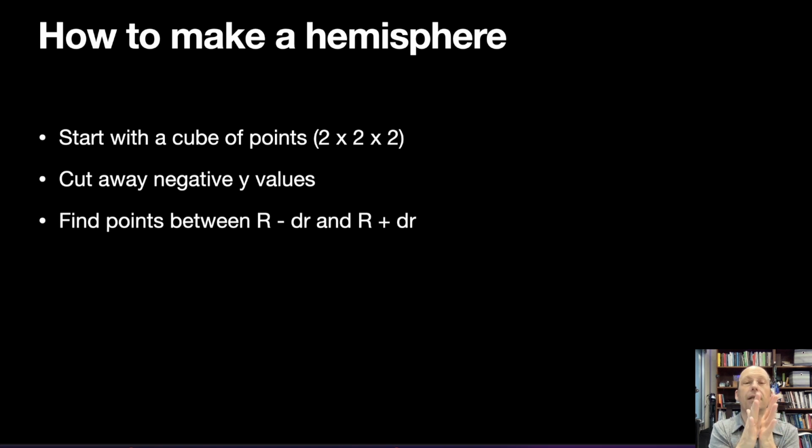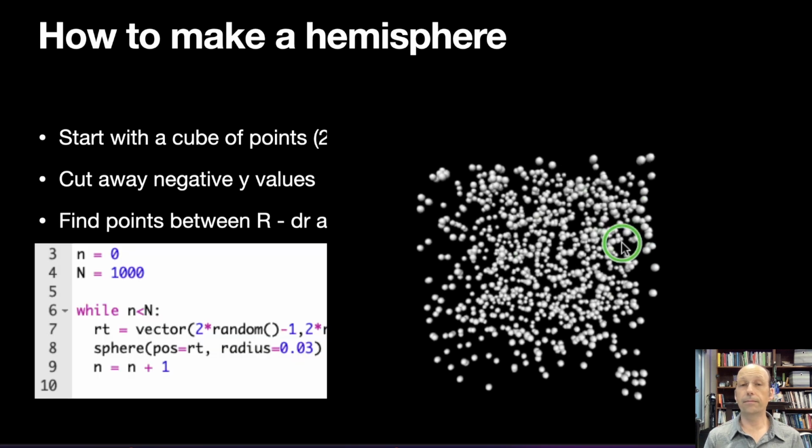So I need to have some thickness. I can't just say if r is equal to this, right? I could say if r is less than that, but then it'd be a solid sphere. I only want the shell. So that's what that r minus dr and r plus dr do. That helps give me a shell.